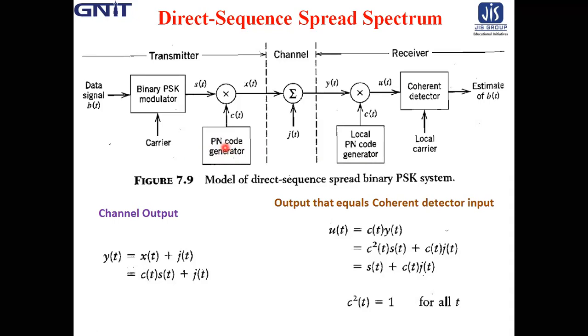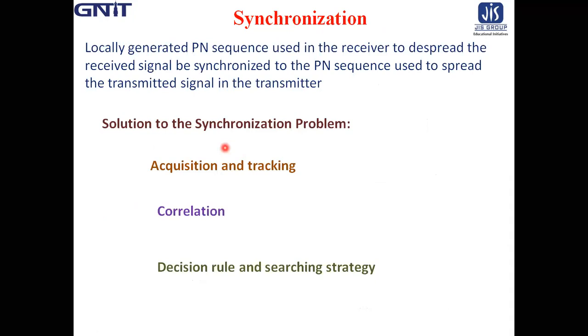A solution to the synchronization problem consists of two parts. One is acquisition and tracking. In acquisition, the two PN codes are aligned to within a fraction of the chip in as short a time as possible. Once the incoming PN code has been acquired, tracking or fine synchronization takes place.